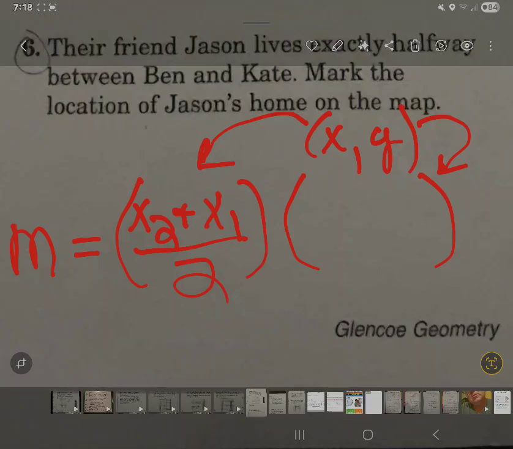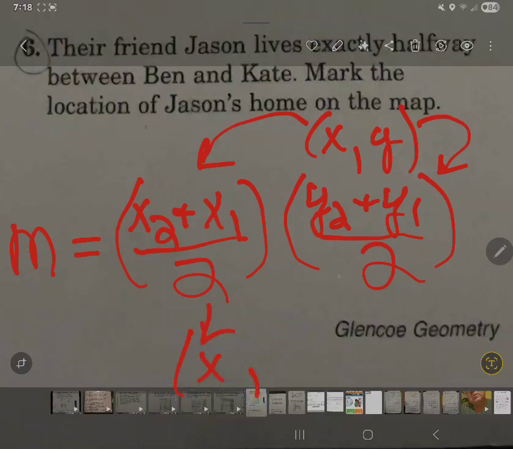That's an average. And that's exactly what we're going to do for the Y values. We're going to take the Y sub 2 plus Y sub 1, add them together and divide by 2. And that'll tell us what our X value is, and that'll tell us what our Y value is, the midpoint between those 2 points.